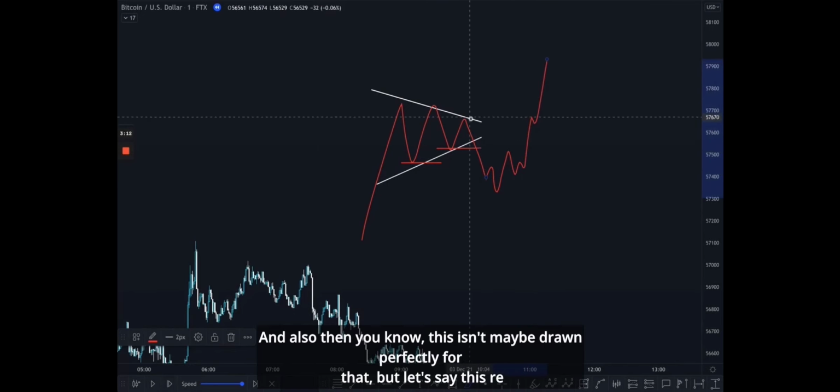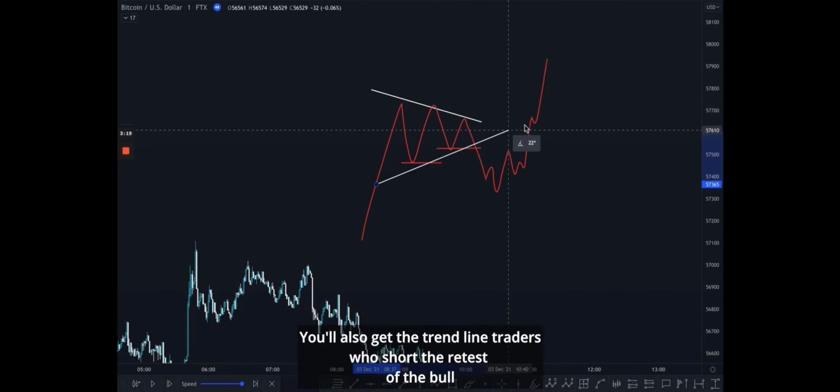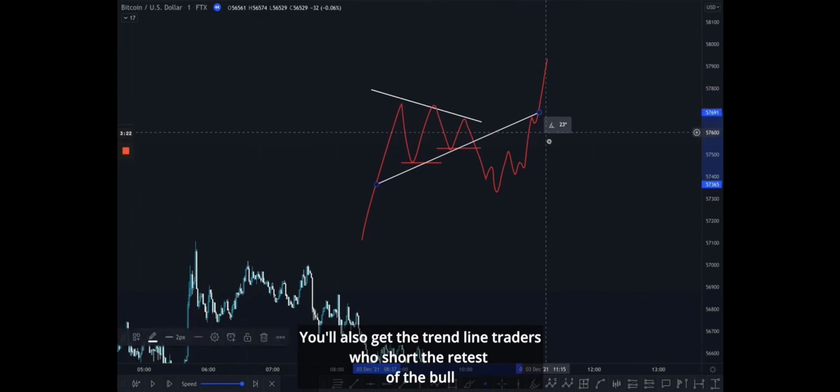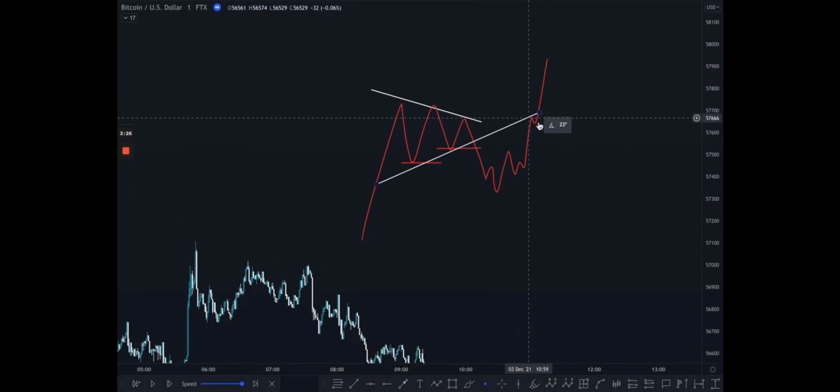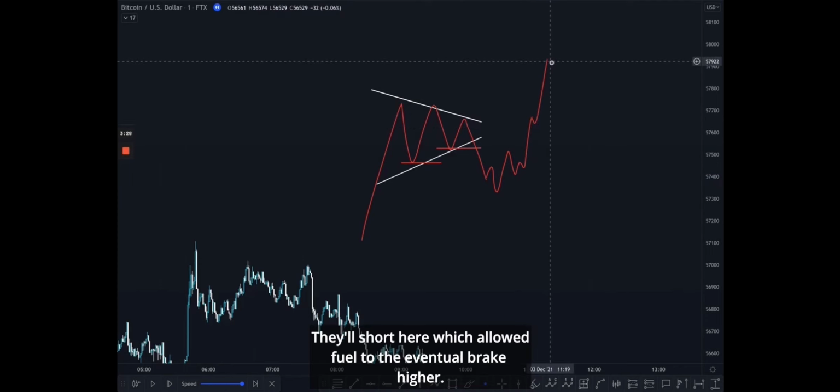And also then, this isn't maybe drawn perfectly for that, but let's say this reaccumulation happens and then it comes back up. You'll also get the trend line traders who short the retest of the bull flag or whatever pattern it was. They'll short here, which will add fuel to the eventual break higher.